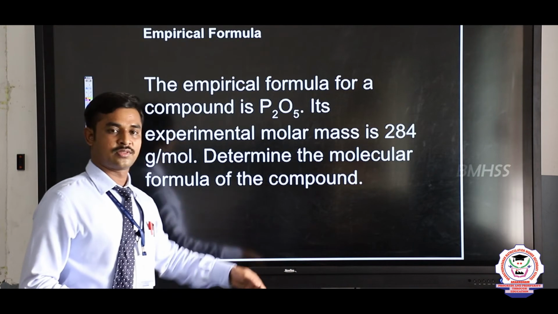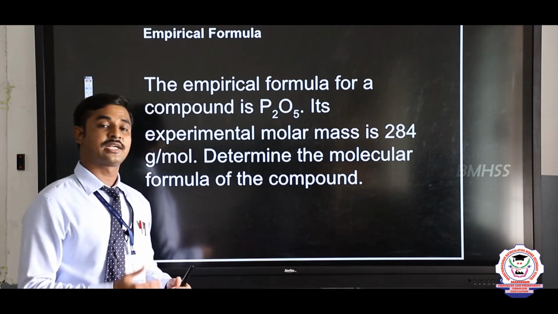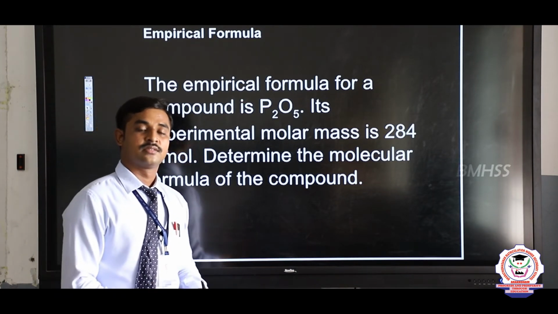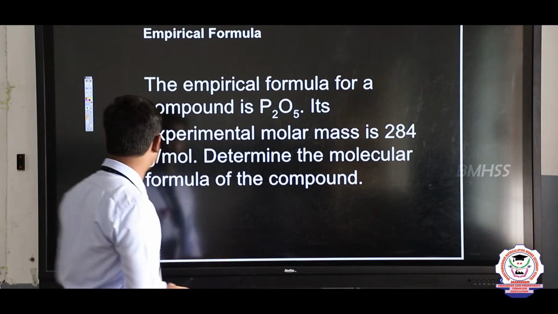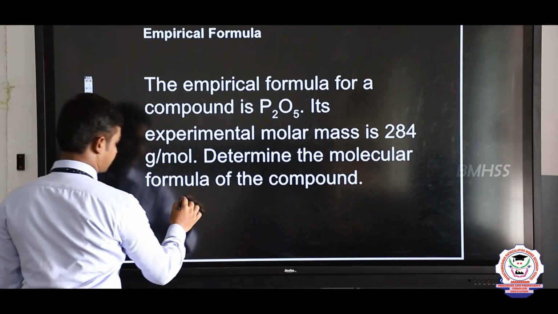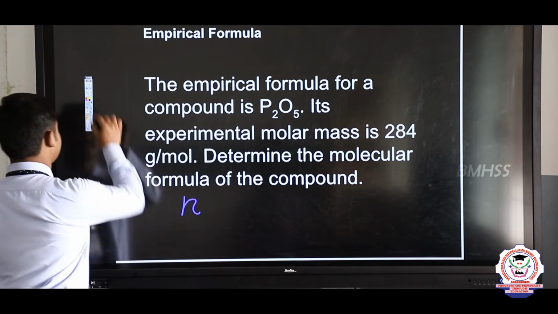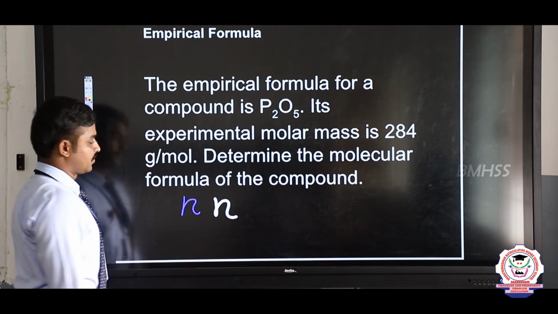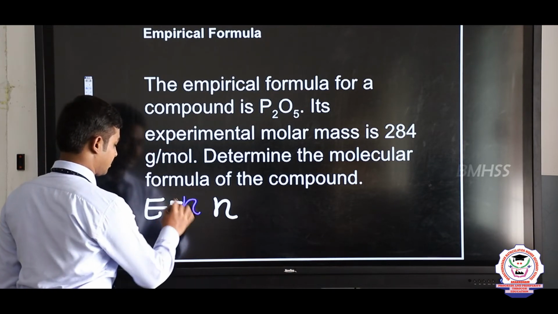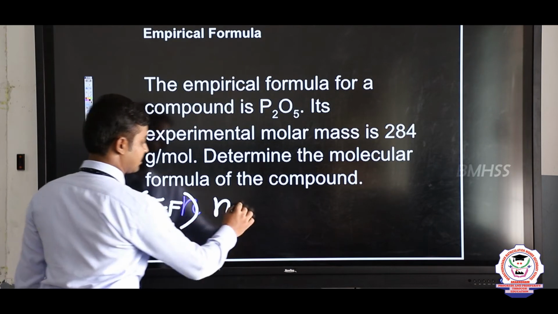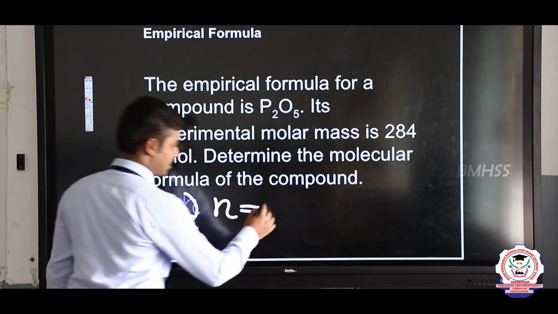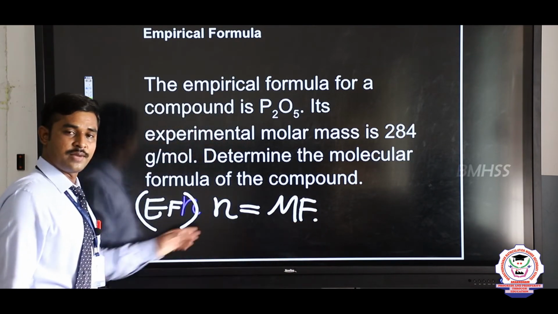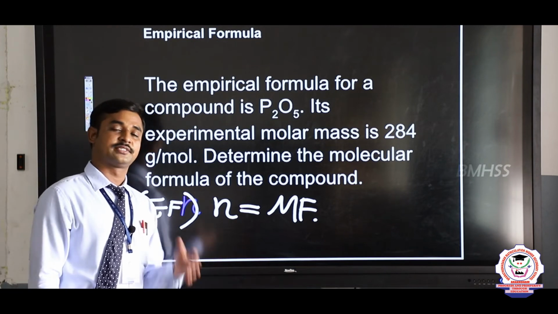To find the molecular formula of the compound, we only need to find how many times we want to multiply the empirical formula, that is the number n, small n. So, we need to find small n first. From the empirical formula, if we find small n, when we multiply the small n by the empirical formula, we can get the molecular formula. To do this, we need 3 steps.